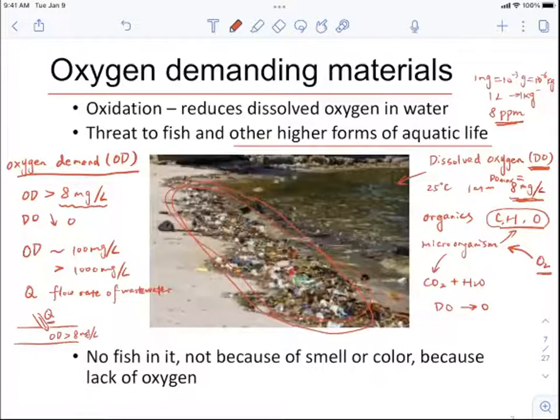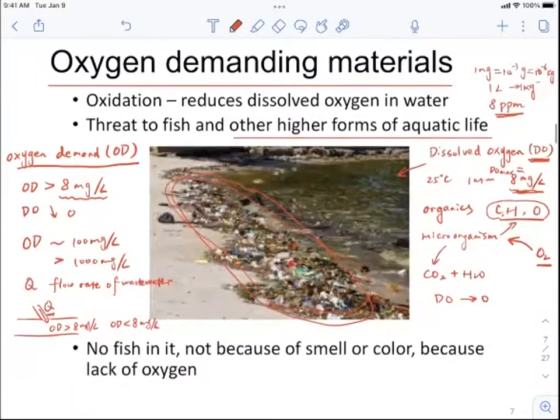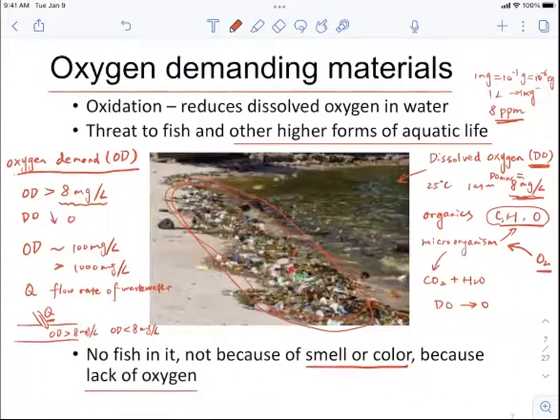But if you carefully control this flow rate so that it's a very small fraction of the flow, then maybe we can still maintain the oxygen demand below 8 milligrams per liter, right? So at least lower-level living species can be there, and that will also support the reintroduction of other living species into the river. For these polluted waters, there's no fish in it, not because of the smell or color or odor. It's actually mainly because of the lack of oxygen. So that's why the oxygen demand is a very important concept.